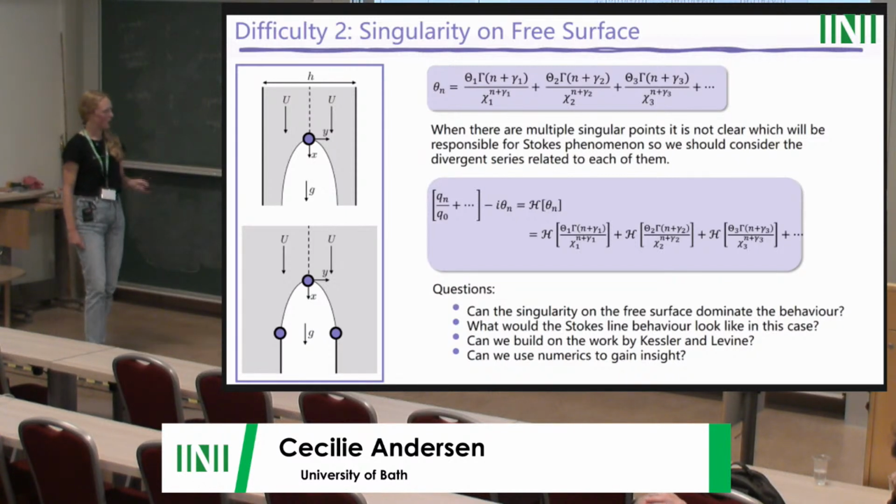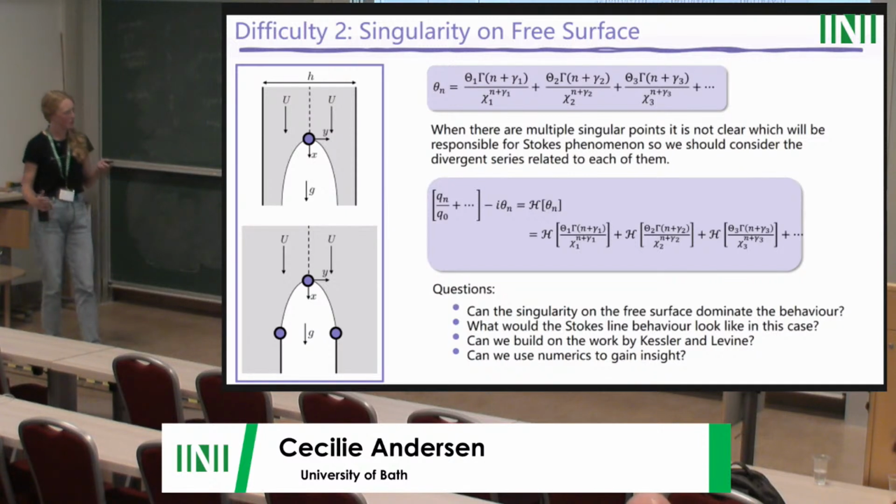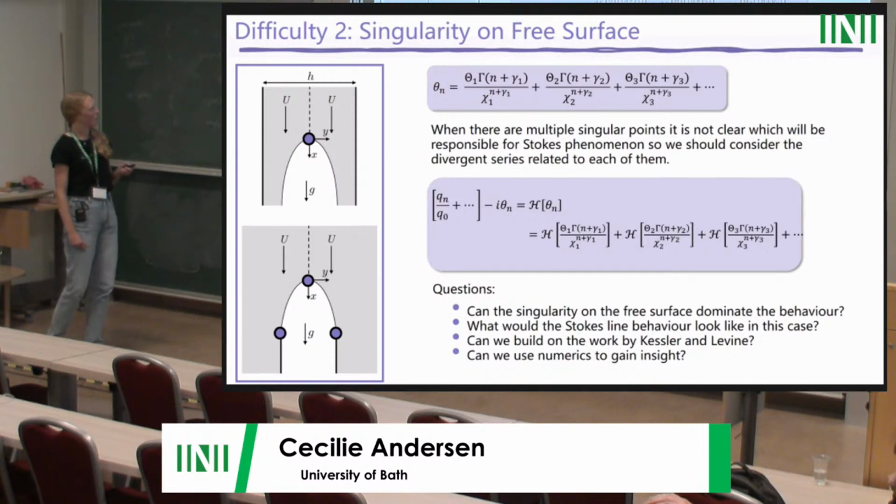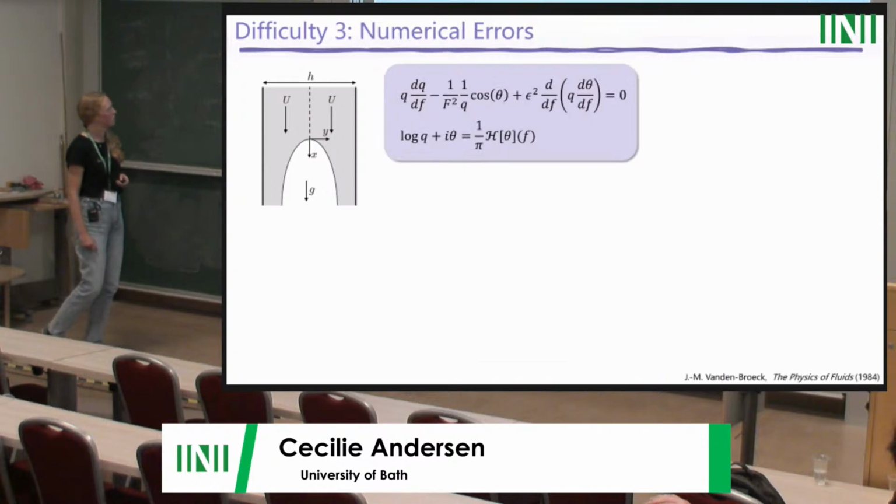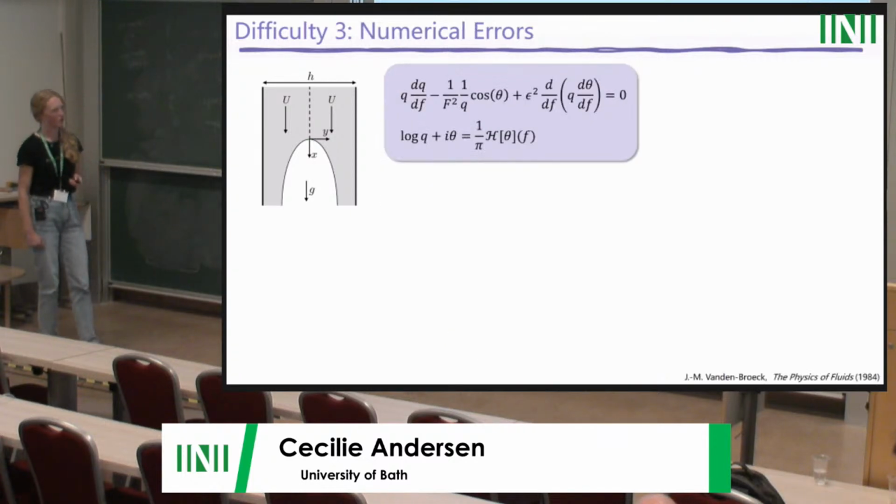And a final thought we had whilst we were throwing the kitchen sink at this problem is to use some numerical work to gain insight. So let's say we could produce a reduced model where we just naively crossed out the Hilbert transform. We could then solve that problem numerically and compare the results to the numerical results for the full problem. You might be able to see that if they're very similar, the Hilbert transform wasn't so important. So I'll leave this as a question and then move on to the final difficulty that we encountered. So this is to do with numerical errors from the typical way of solving these types of problems.